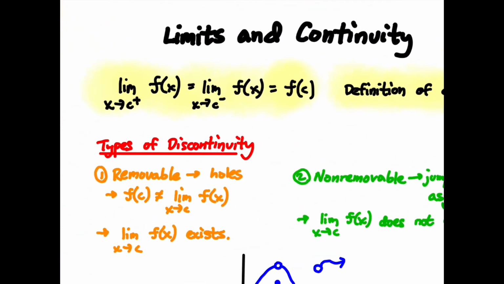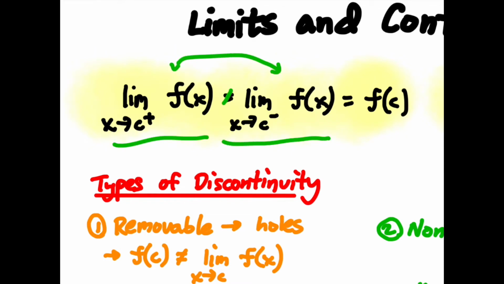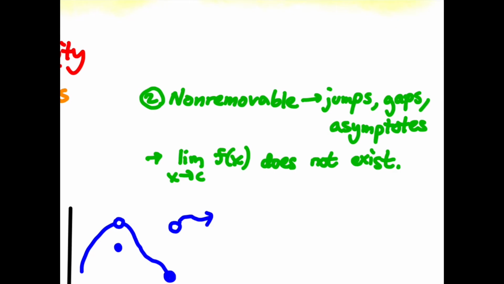Now going back to our definition of continuity, it's saying that this first part is not true, so it's not equal. So these two things, this part of the limit and this part of the limit, would not be equal. I'm trying to draw a not equal sign here. So these would be not equal. So that's for non-removable discontinuity.